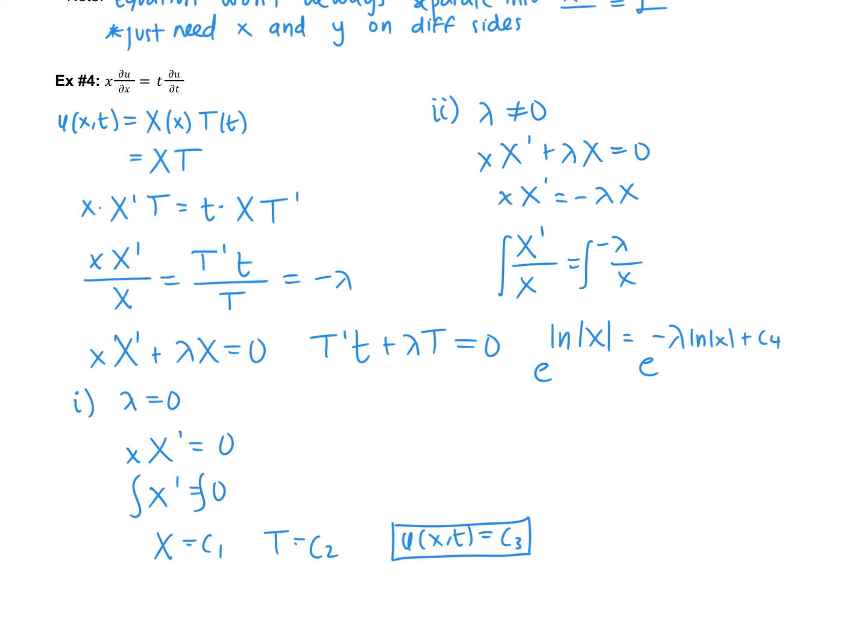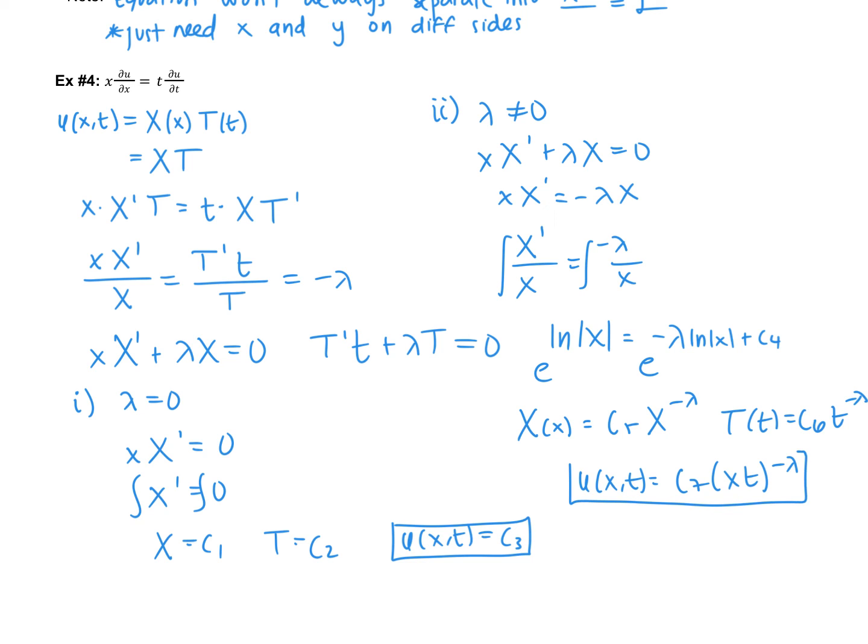Now if I apply an e, I'm going to get big X as a function of little x is equal to c5 x to the negative lambda. Likewise then, big T of little t would give us c6 t to the negative lambda. So then if this were the case, our solution u of x, t would be c7 x t to the power negative lambda. So both of these you could verify are solutions to our original linear partial differential equation.